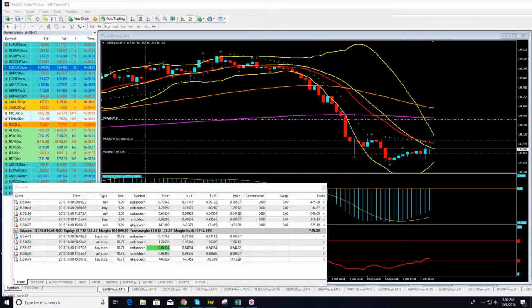You said Aussie dollar and GBP you haven't traded, and pound yen you mean? Pound yen. Okay, we are getting there. Okay, Aussie dollar, we are getting there. Patience, patience, patience. Exactly. Patience is the key.